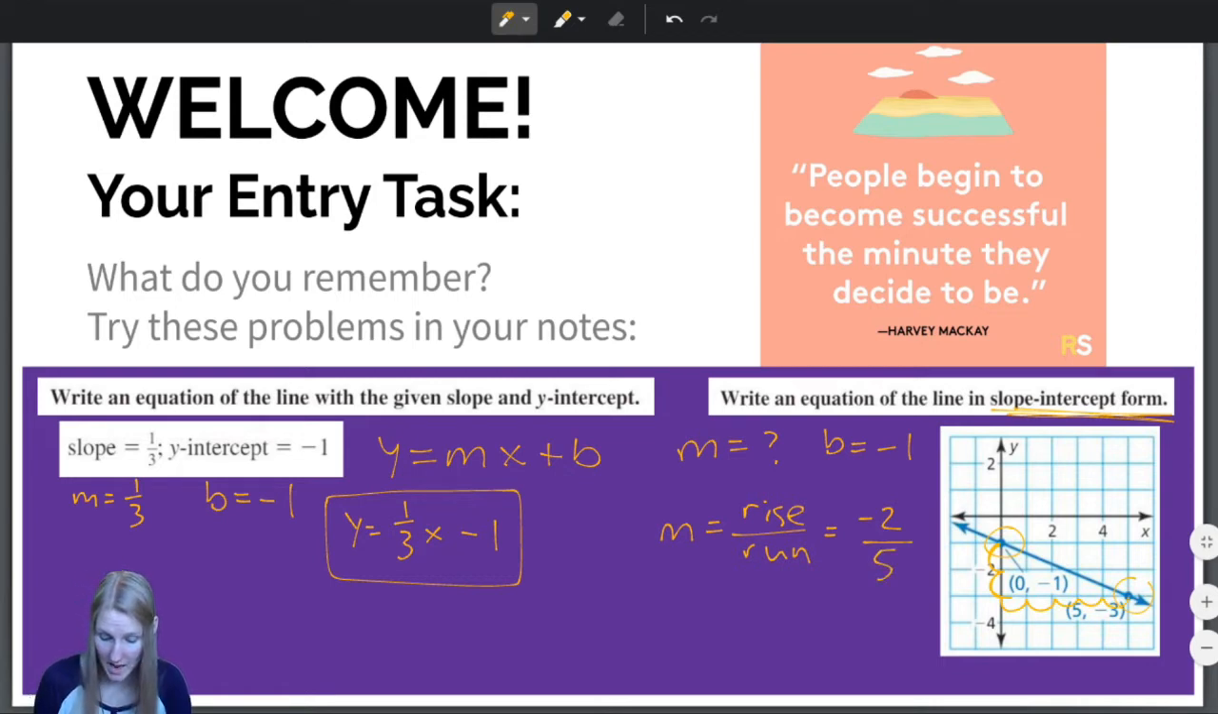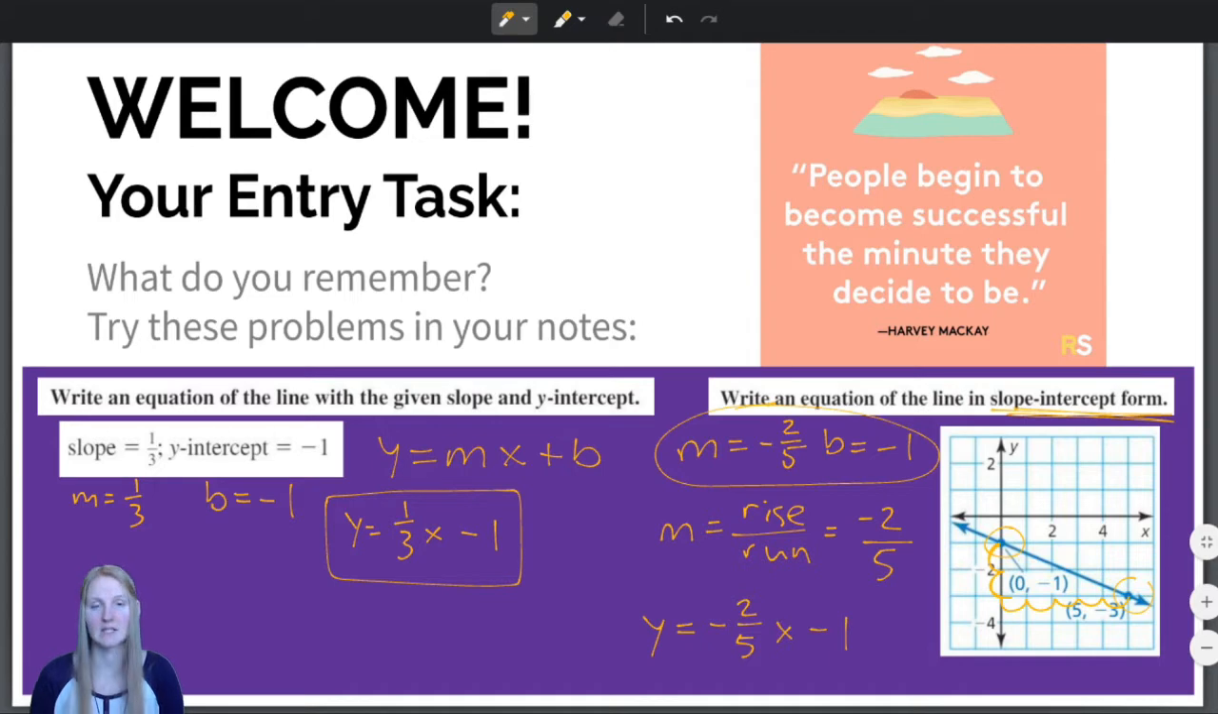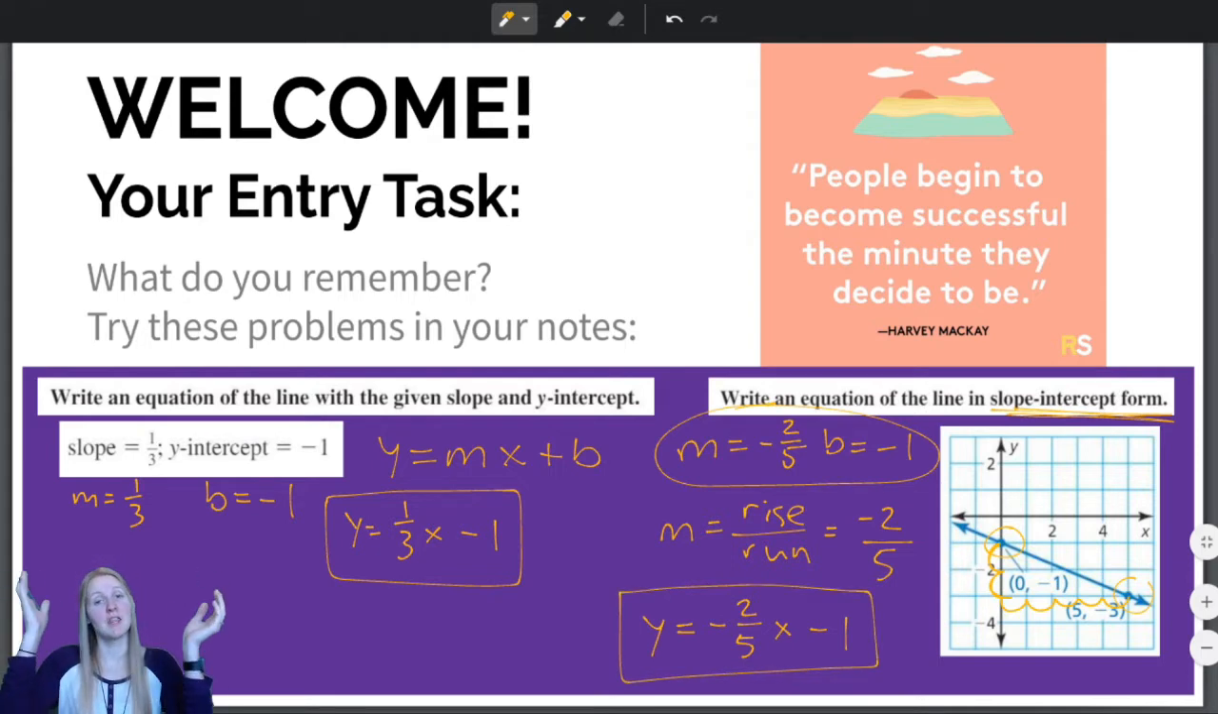So m is -2/5. And now, because I have m and b, we can say y equals -2/5 x minus 1. Do not forget your x. Don't just write y equals -2/5 minus 1, because that wouldn't be correct. You need the x there. Okay, awesome. That is a little review from yesterday.